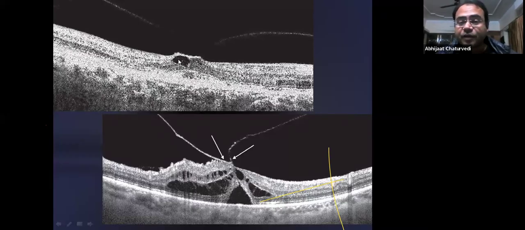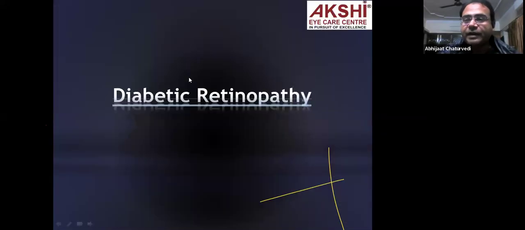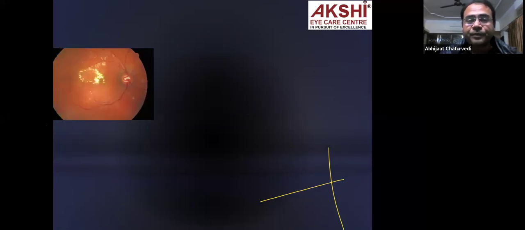Similarly, in this image, this is a pseudocystic space, not a true cyst. So that's why I say always correlate clinically, don't make a diagnosis only on OCT. And while reading an OCT, see everything very carefully. Okay. Then again, another common thing which is very important for all of us is diabetic retinopathy, which we see very commonly in our clinics.